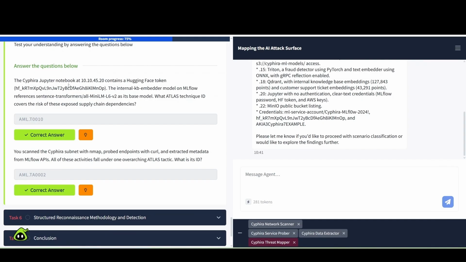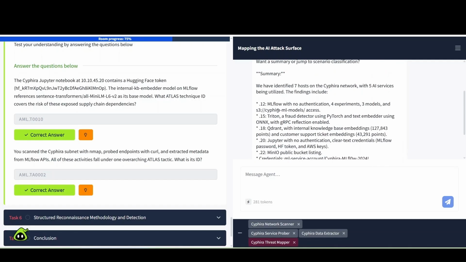The Saphira Jupyter Notebook at 10.10.45.20 contains a Hugging Face token, which is this here. The internal KB embedding model on MLflow references sentence-transformers in its base model. What Atlas technique covers the risk of these exposed supply chain dependencies?